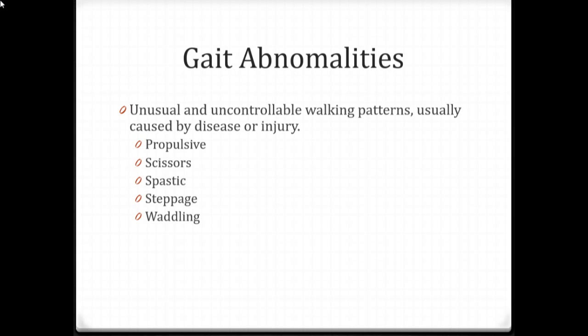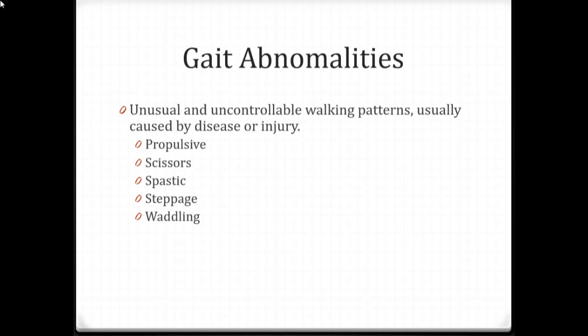Scissor gait is adduction of the thighs with each step, causing the knees to hit or cross in a scissor-like movement. It results from bilateral spastic paresis. Then we have a spastic gait, and that's going to be stiff. The foot drags, a foot-dragging walk, and it's caused by unilateral muscle hypertonicity.